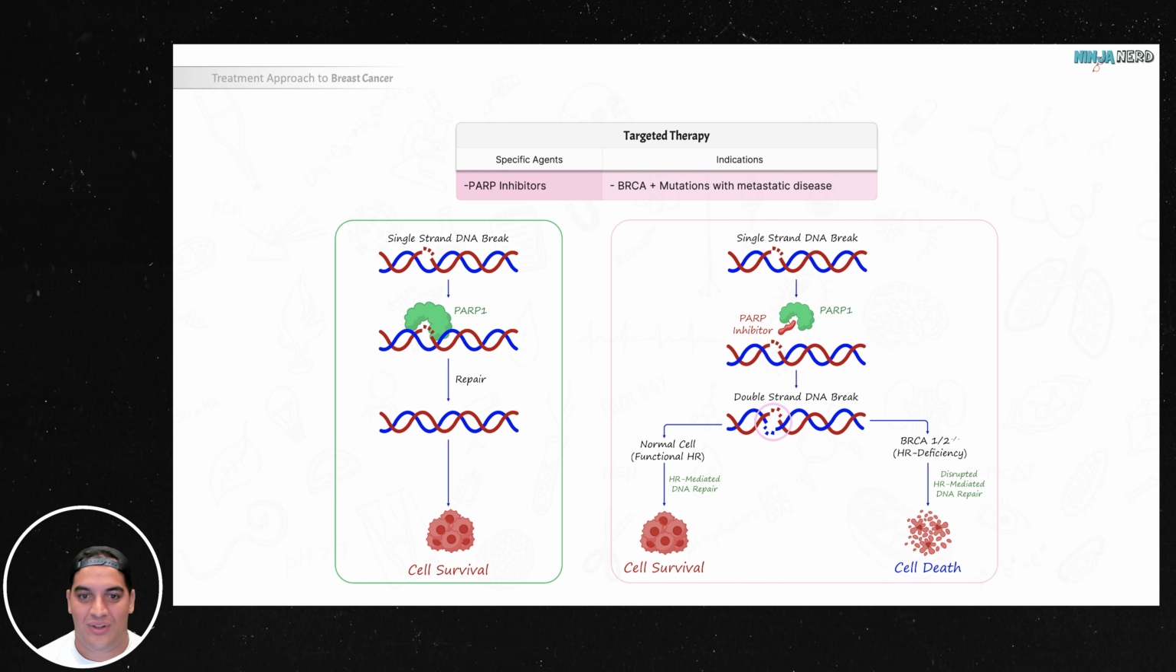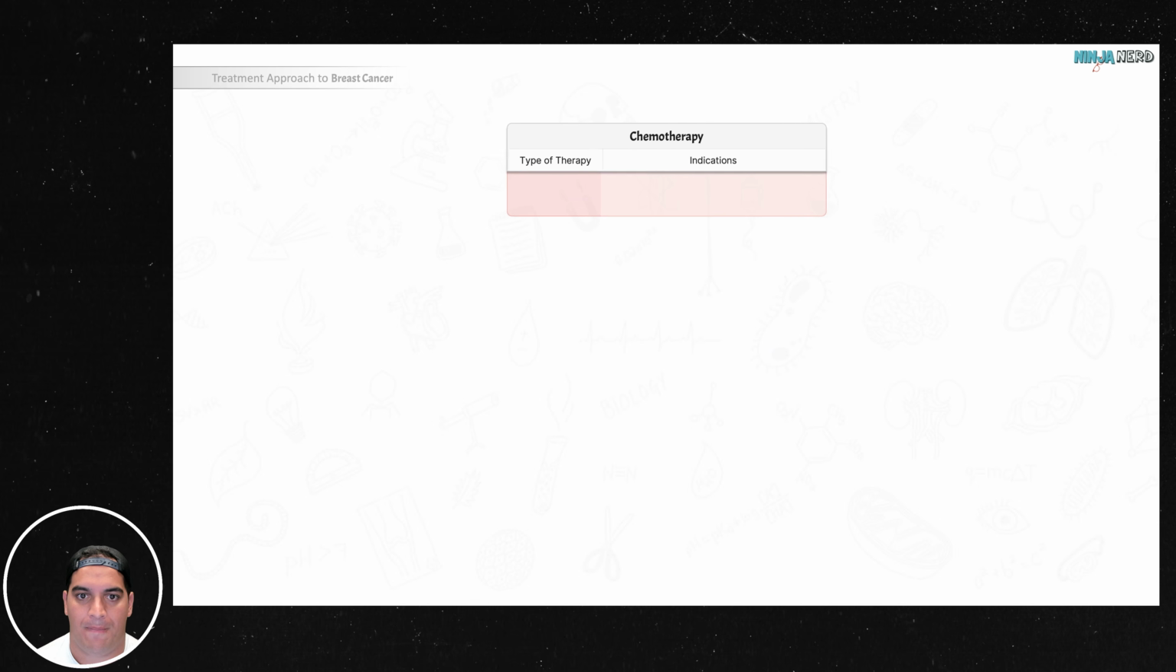So that's what I want you guys to remember here, is that we're giving something to hopefully kill that cell who doesn't have that ability to fix the DNA. All right. And that's when we would give this in a patient who has metastatic breast cancer with BRCA1, BRCA2 mutations. Now, chemotherapy is something that we give to these patients as well.